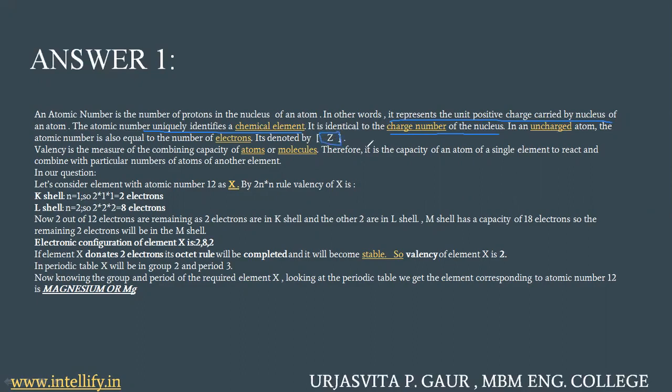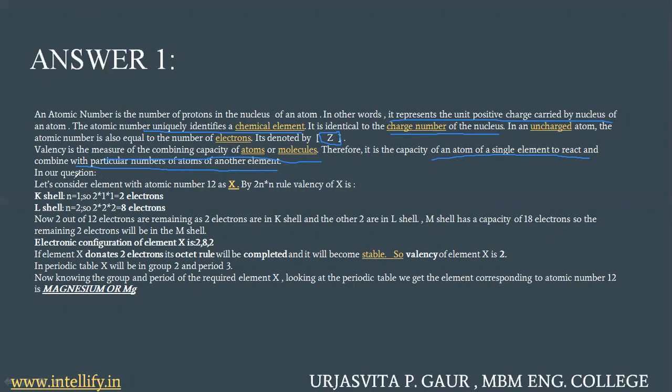And now we move on to the valency, which is nothing but the measure of the combining capacity of the atoms and molecules. And therefore, it is the capacity of an atom of a single element to react and combine with the particular number of atoms of another element to obtain a stable state or a stable configuration.